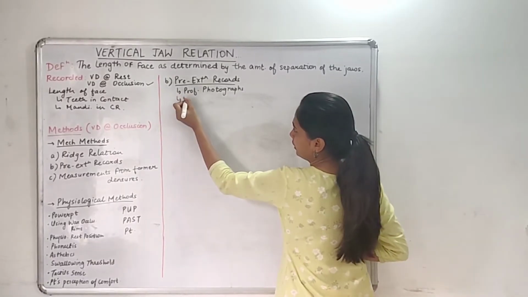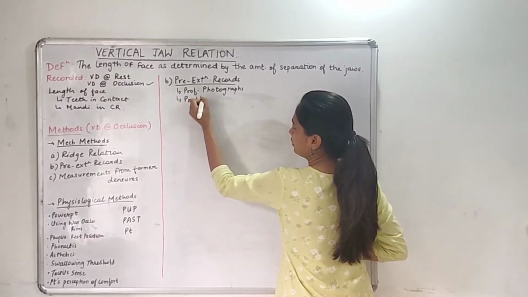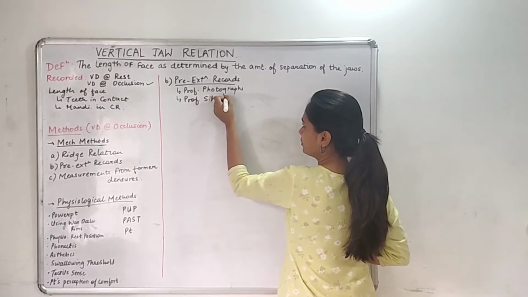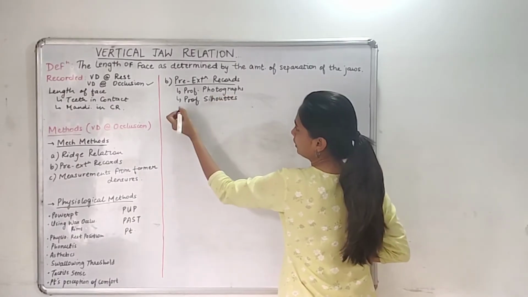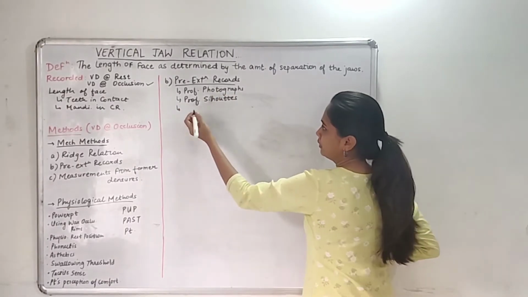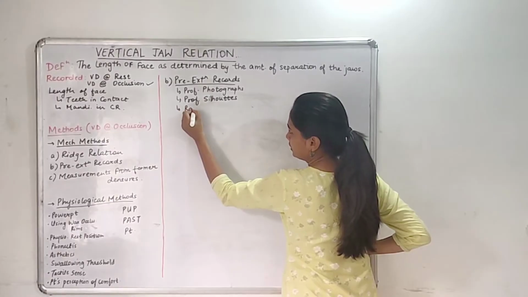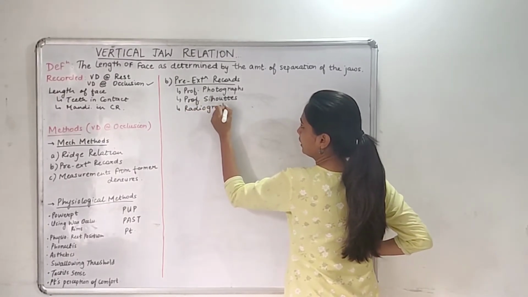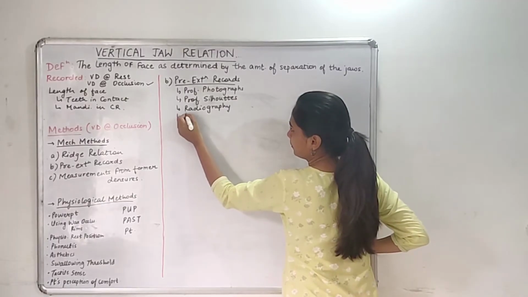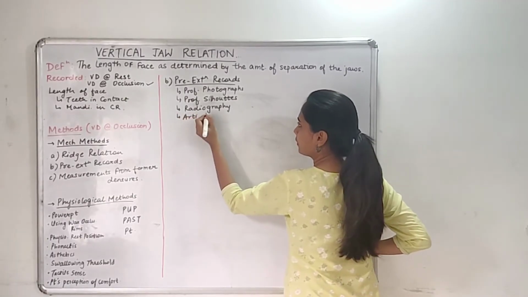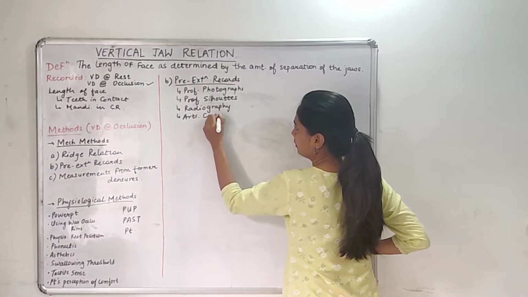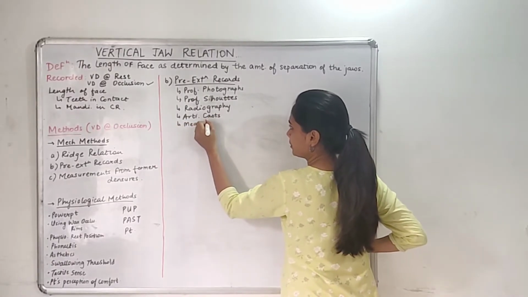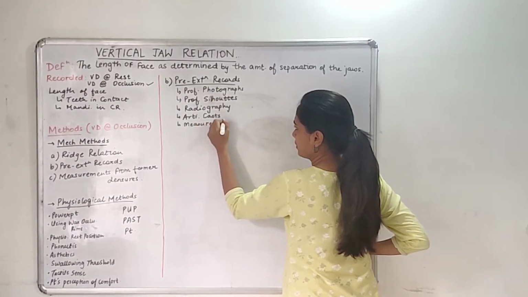Then we have profile silhouettes. We'll talk about it, we'll make notes, so don't worry. I'm just giving you an overview right now. Then that is radiographic methods, then articulated cast, and measurements, that is facial measurements. We can write facial measurements.